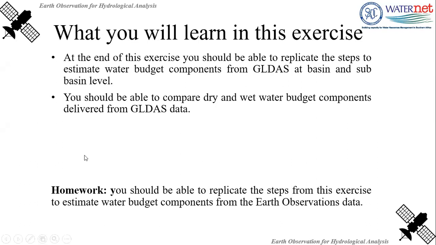And so for homework assignment, you should be able to replicate the steps from this exercise to estimate water budget components from the Earth observation. Basically, you will only use precipitation data from IMERG and terrestrial water storage data from the GRACE-FO mission. And I expect by close of Monday, you will submit your final output, which is the water budget estimate for precipitation and the terrestrial water storage in both seasons, wet season and dry season. And I will share my email as well in case of any issue.